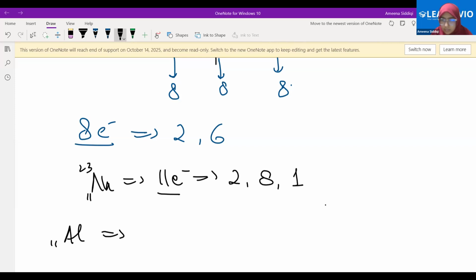Ma'am, since the mass is not given for aluminium, we can take the atomic mass as 26, right? What is the need of having the mass number here for aluminium if I'm asking for the electronic configuration? So we don't have to find the proton, neutron, and all? Let's see if you can find it from the given information. Okay, ma'am.